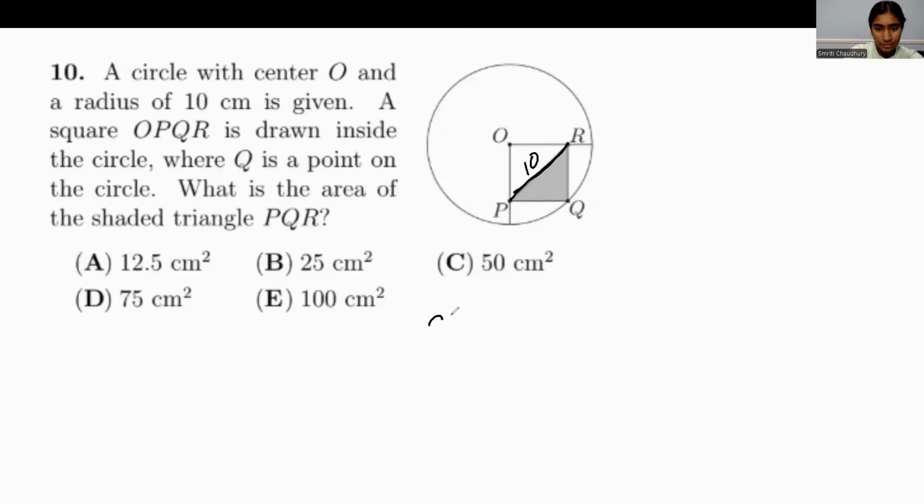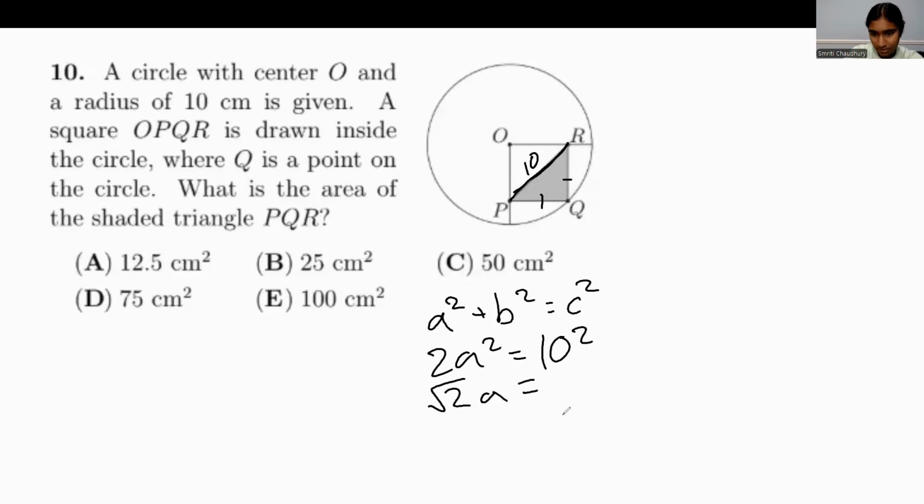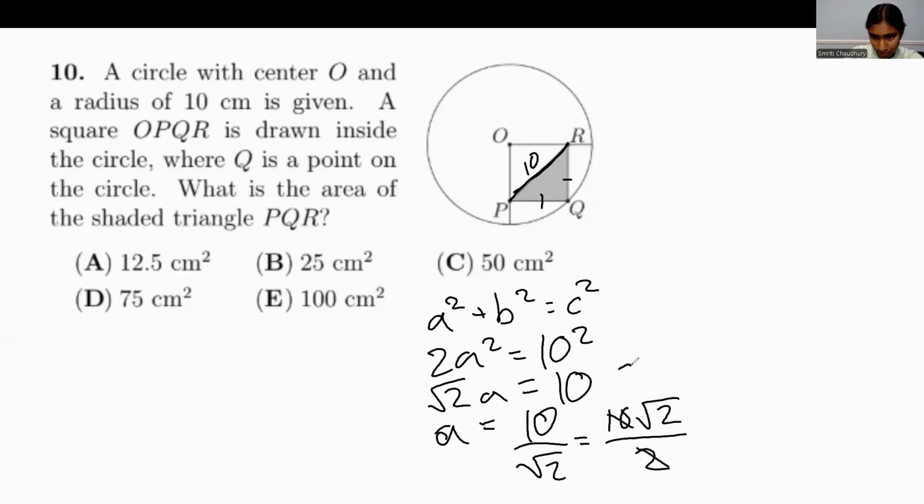So we know from Pythagorean theorem that a squared plus b squared equals c squared. And since this is a square, both sides are equal. So it's really more of 2a squared equals, and then c is 10, so 10 squared. We take the square root of both sides. We've got rad 2a equals 10. So a equals 10 over rad 2, which is 10 rad 2 over 2, which is 5 rad 2. So a side is 5 rad 2.